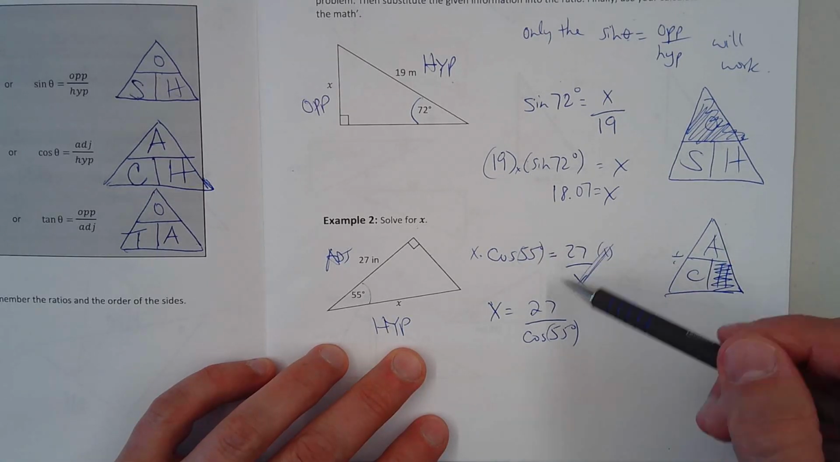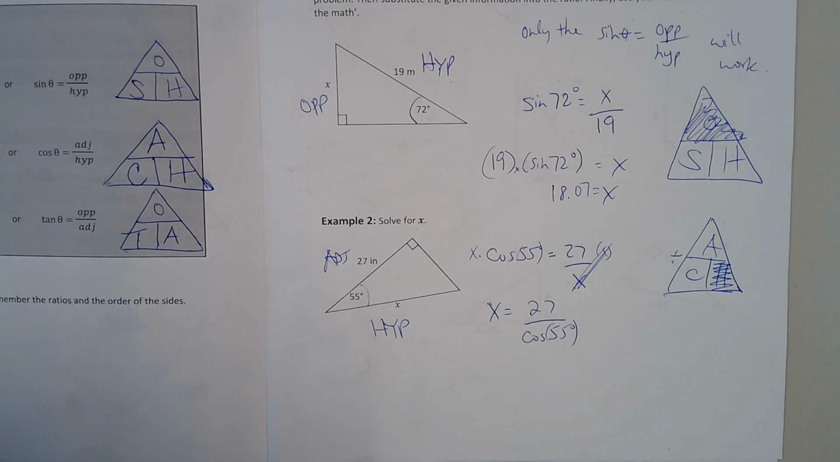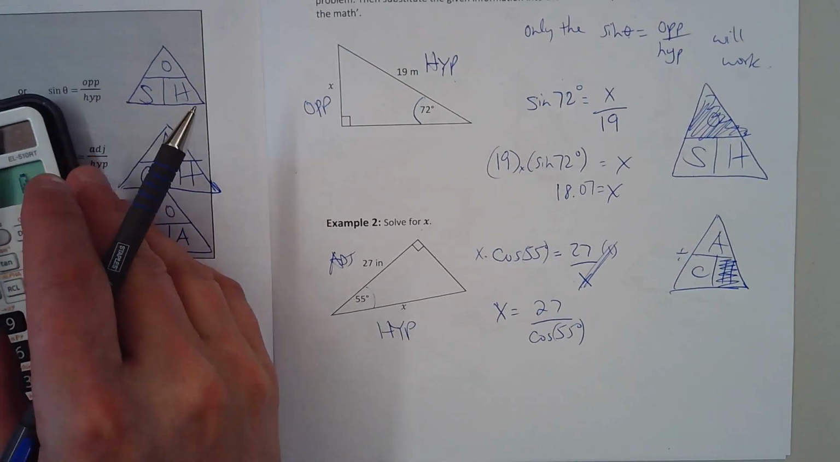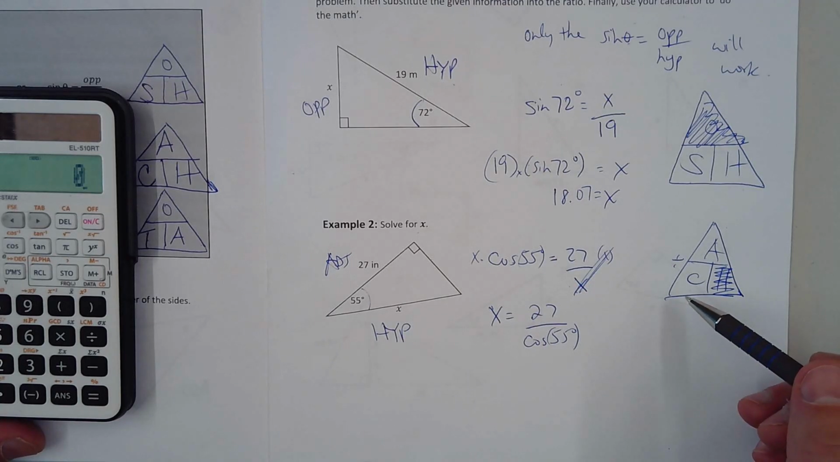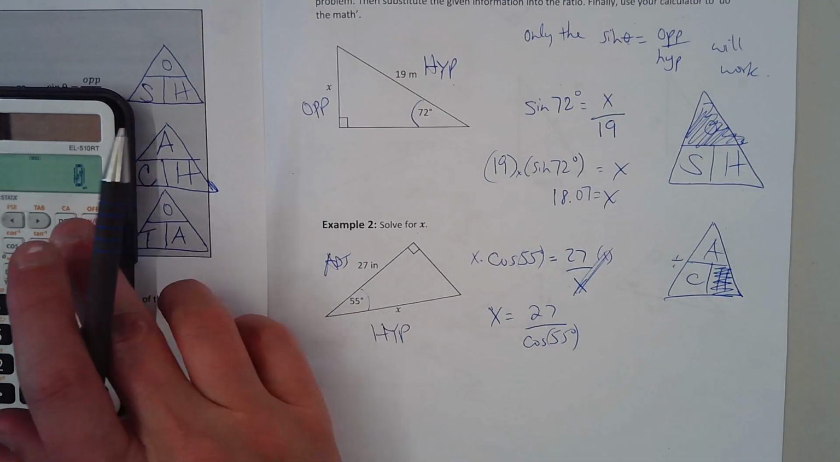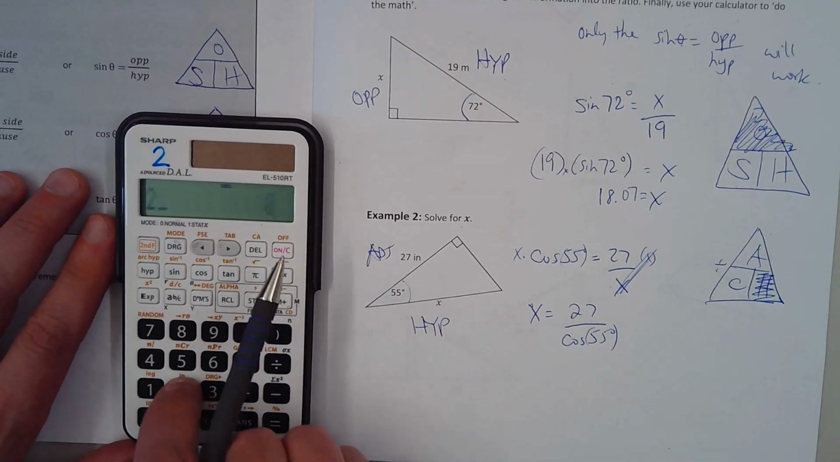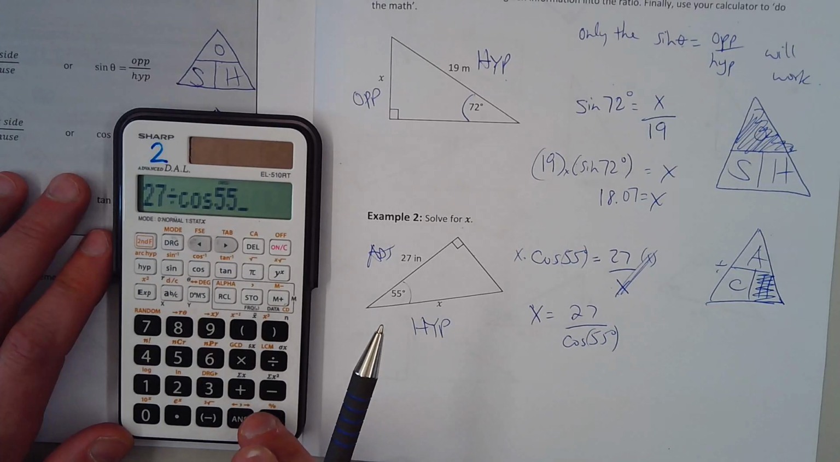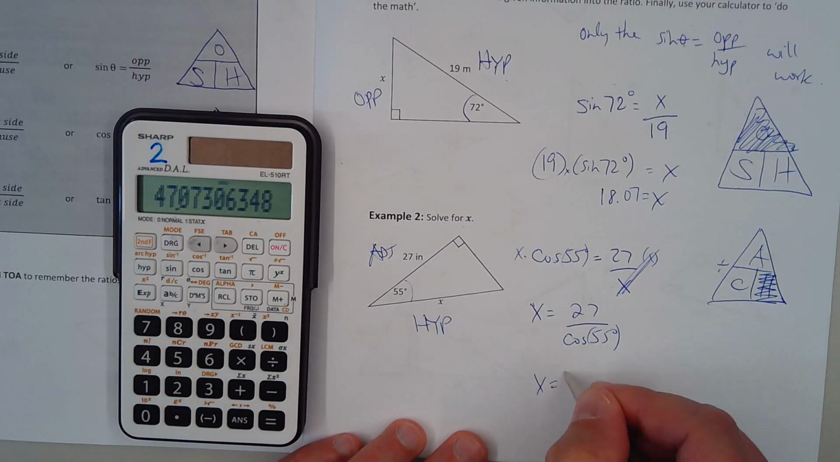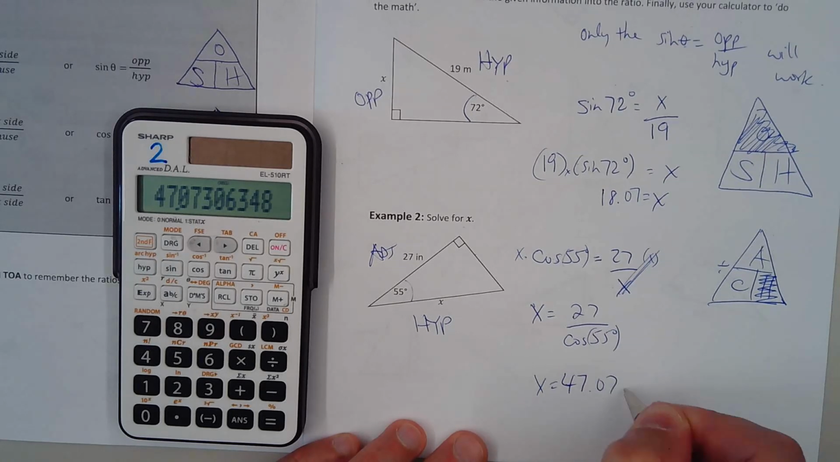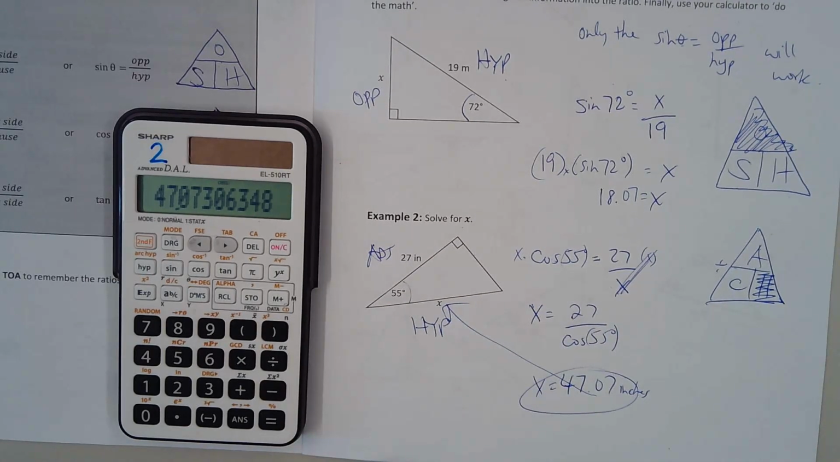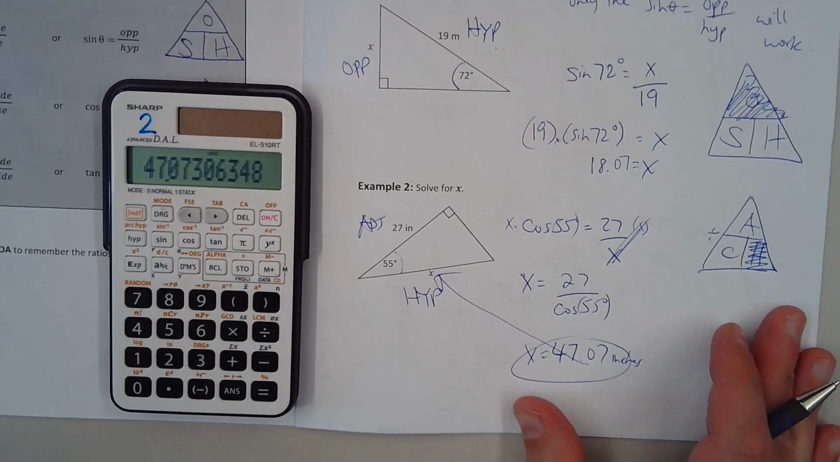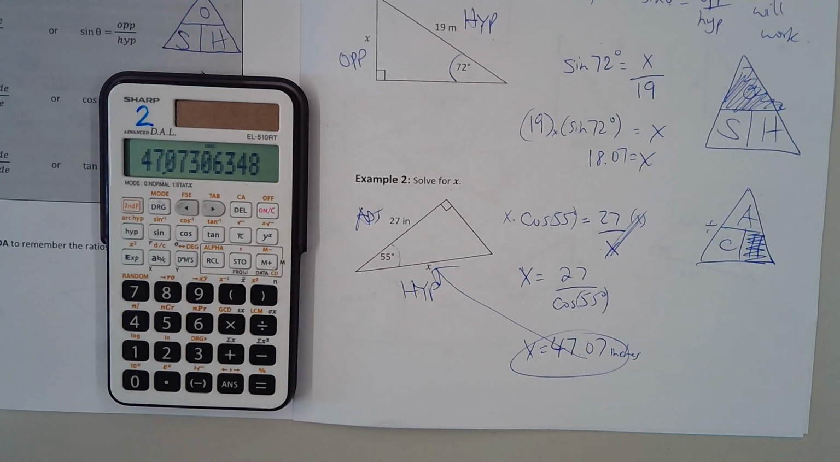And the algebra is kind of 2 steps, right? You gotta divide, then multiply. So the formula pyramid is actually pretty helpful for those kind of questions. You're less likely to make a mistake. So anyway, I'm going to go 27 divided by the cos of 55, and I get 47.07, I guess that's inches, right? Did you get the same thing when you punched it in? 47? Yeah, 47.